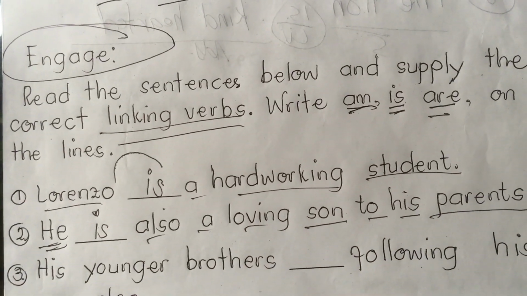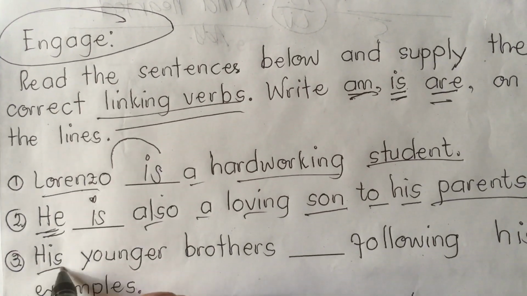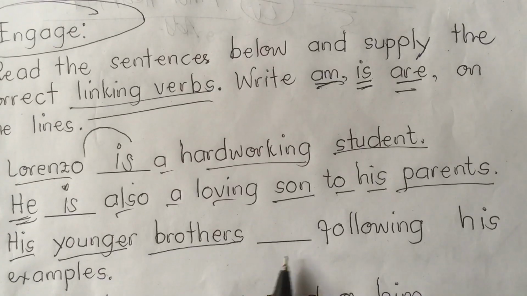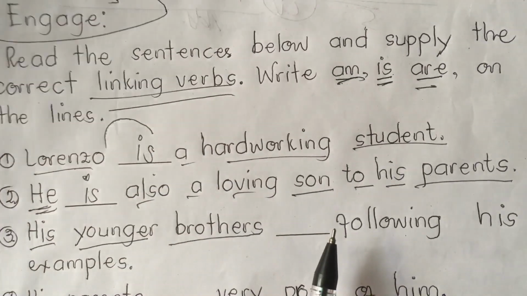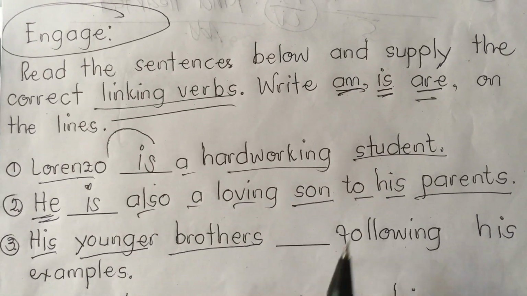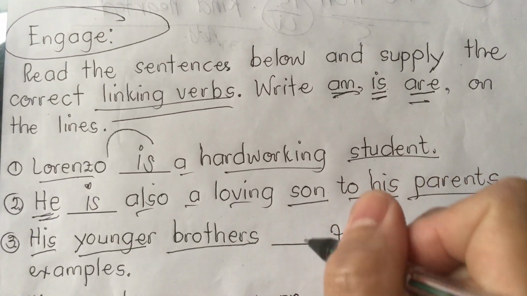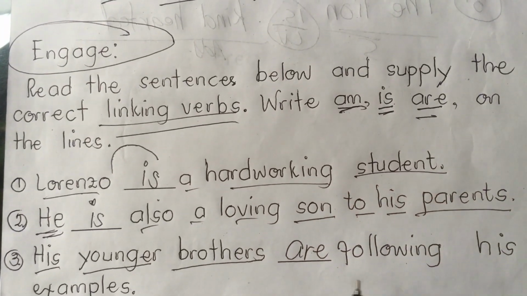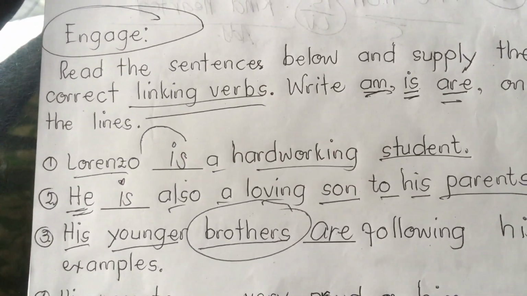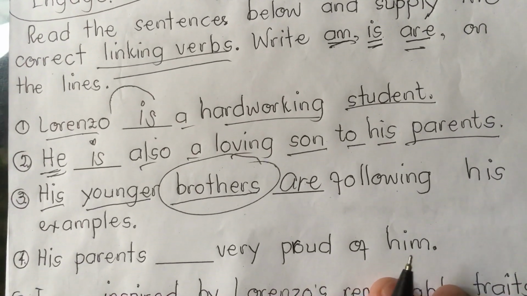Third, remember, class, this is a very exciting part. So for example, if this is your assignment, I can help you a lot. His younger brothers blank following his examples. That means, class, we're going to concentrate on brothers, his younger brothers. So we are going to use are. His younger brothers are following his examples. That's our mark or trace in applying the most appropriate be verb form.